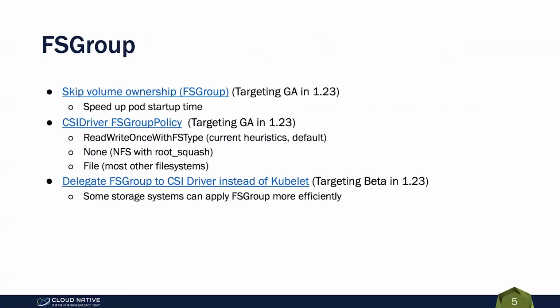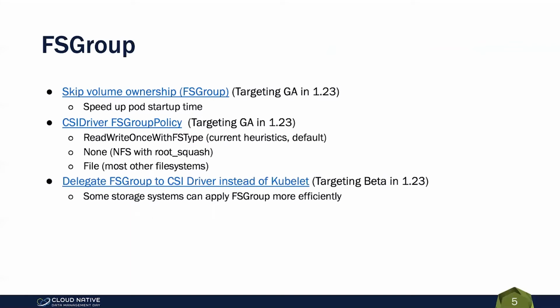Next, I'm going to talk about 3 FSGroup related features. The first one is skip volume ownership change. If there are lots of files on a volume, Kubernetes will do a recursive change of all the files on the volume every time the pod starts. This can slow down the pod startup time.